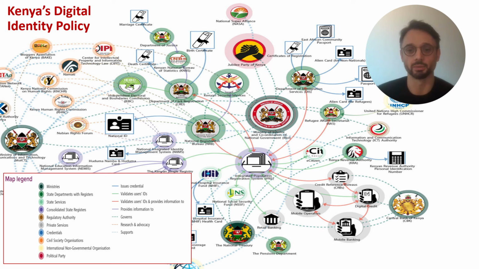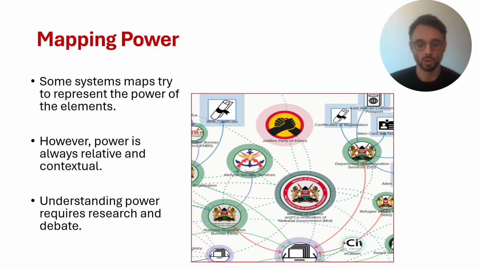But you should get the basic idea of what systems mapping entails by looking at this map. For those who are interested, we use a program called Kumu, which is a free digital systems mapping program online. One of the really important aspects of systems mapping is also thinking about power.